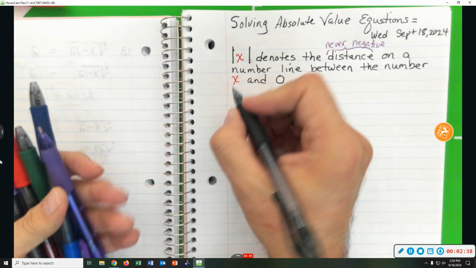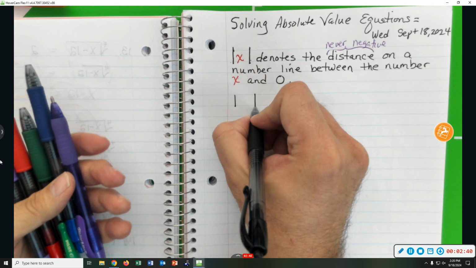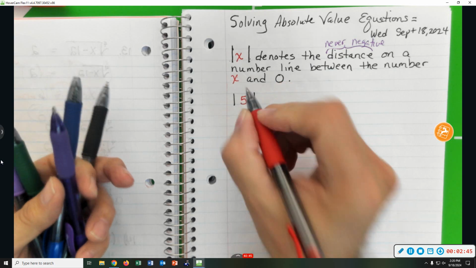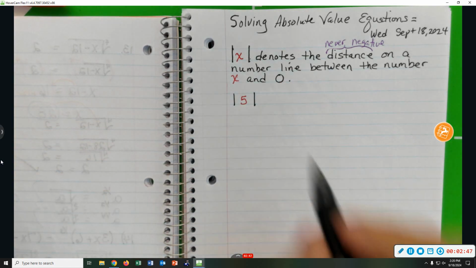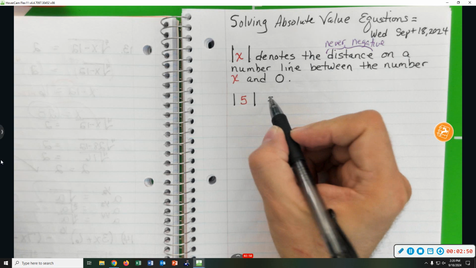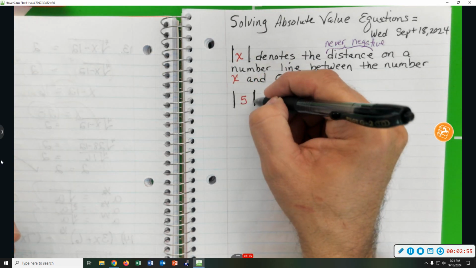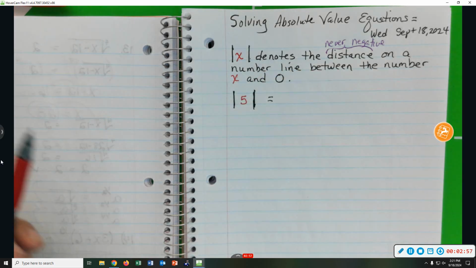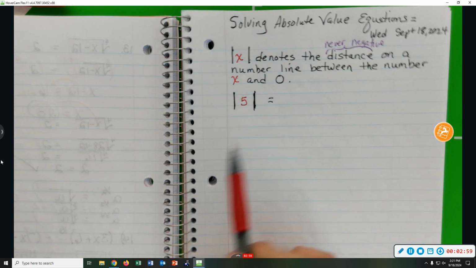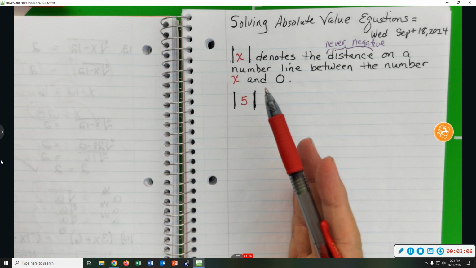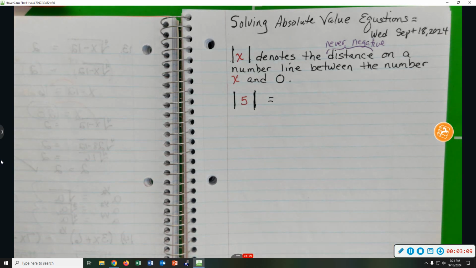If we had something like the absolute value of, let's say 5, and that's not a 151 that I just wrote. I try to do the absolute value bars in a different color from the numbers on the end, so it doesn't look like 151. If you can picture a number line in your head, what's the distance between 0 and the number 5 on the number line? Well, how many units would be there? 5.